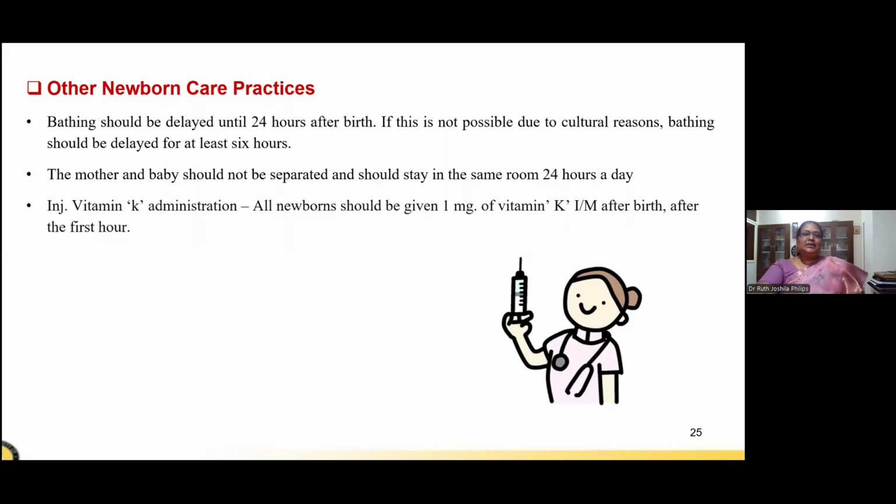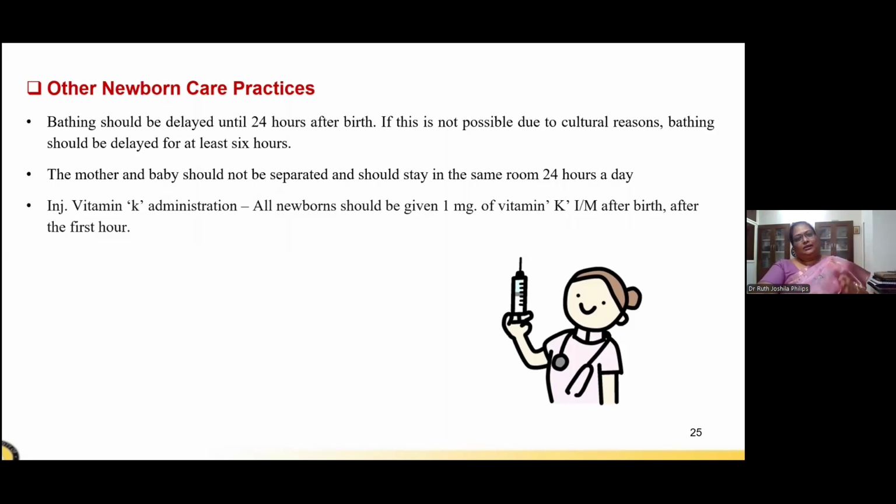And administration of vitamin K is done to all babies who are born with a birth weight of 1.5 kg or above. 1 milligram of vitamin K is given intramuscularly. This can be delayed up to first hour. In the first hour, the baby and the mother are not disturbed. They're just allowed to rest, relax, and bond.